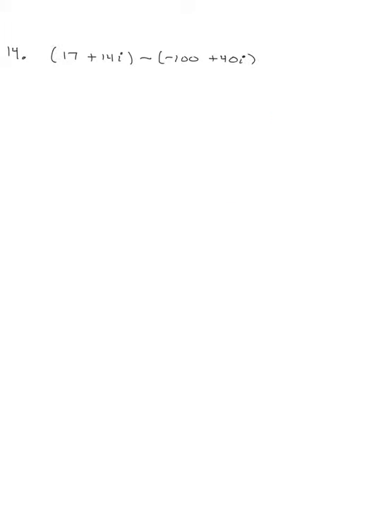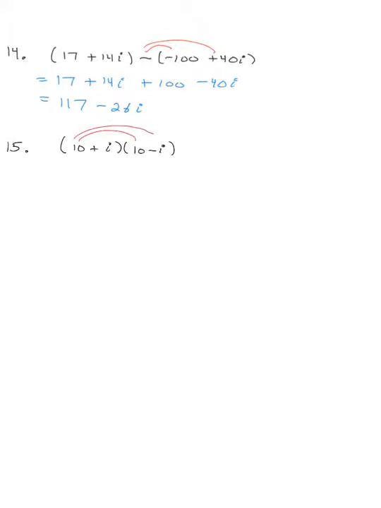Subtracting these two values, okay, I'll distribute the negative, so I get 17 plus 14i plus 100 minus 40i. And let's see, that means we get 117, and then, okay, 40 minus 17 is going to be 26. That is negative 26i.